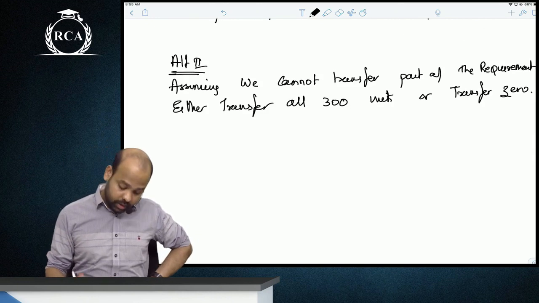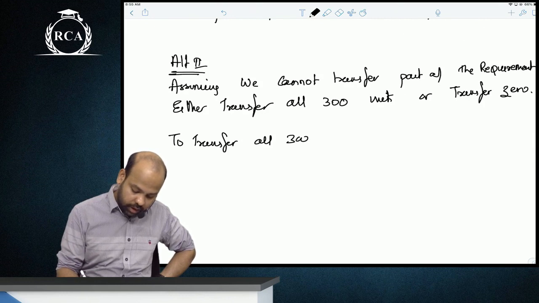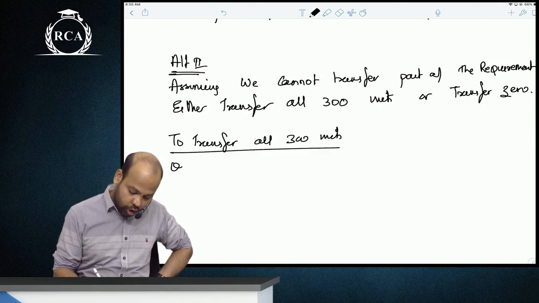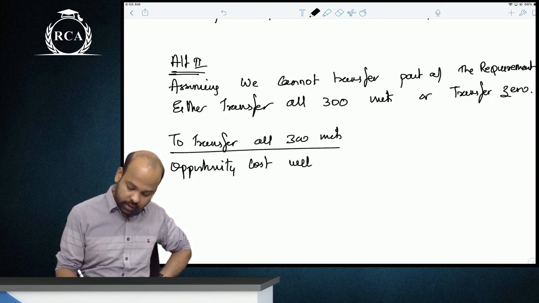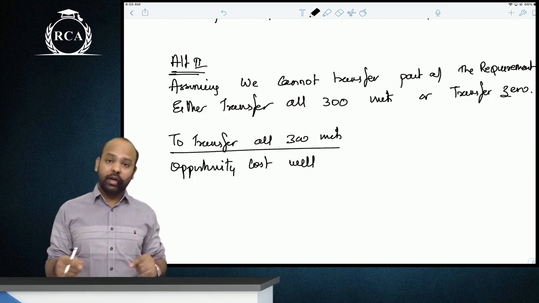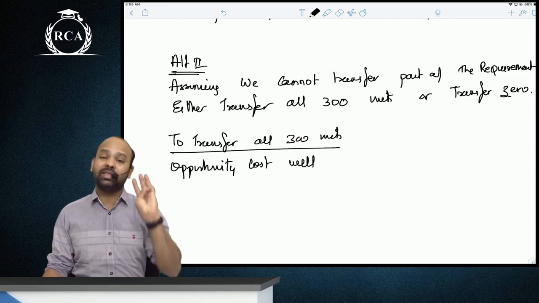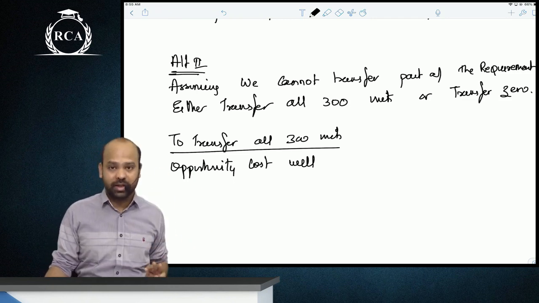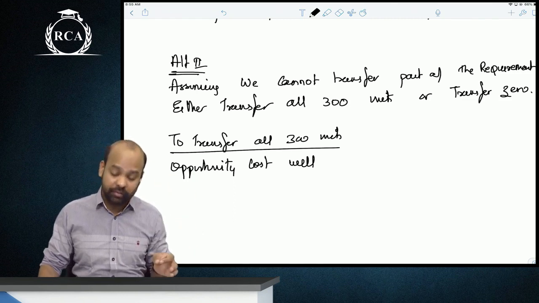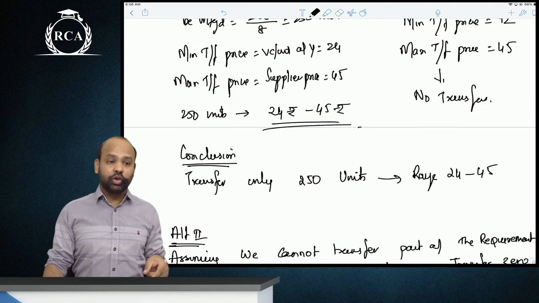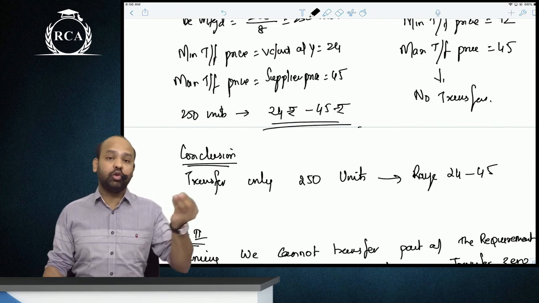Now what will happen for this? To transfer all 300 units, opportunity cost will arise on 400 hours. This answer will hold good, guys, if your external supplier is not willing to supply 50 units. He's telling you, boss, if you want, purchase the entire 300 units at 45, or do not purchase at all. Here we have given a conclusion that you will transfer only 250 units, meaning the other division will have to procure 50 units from an external market.